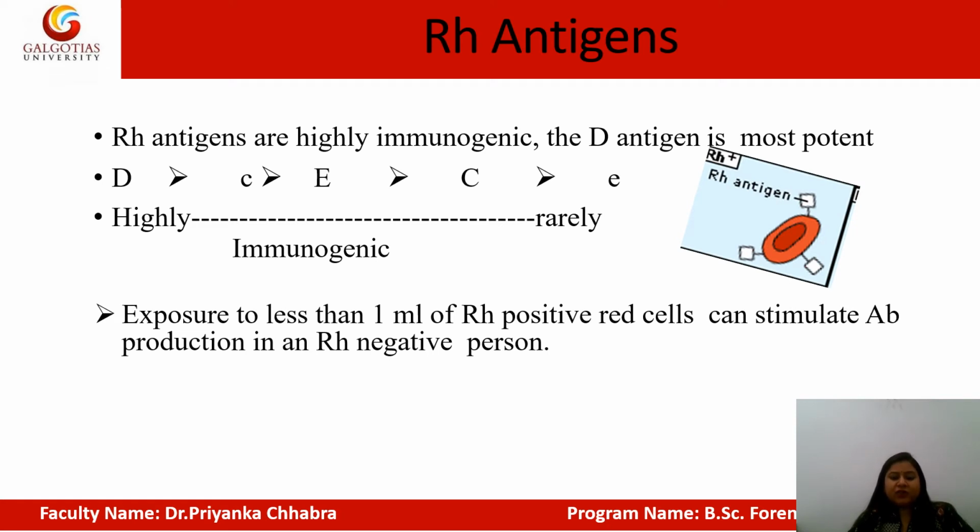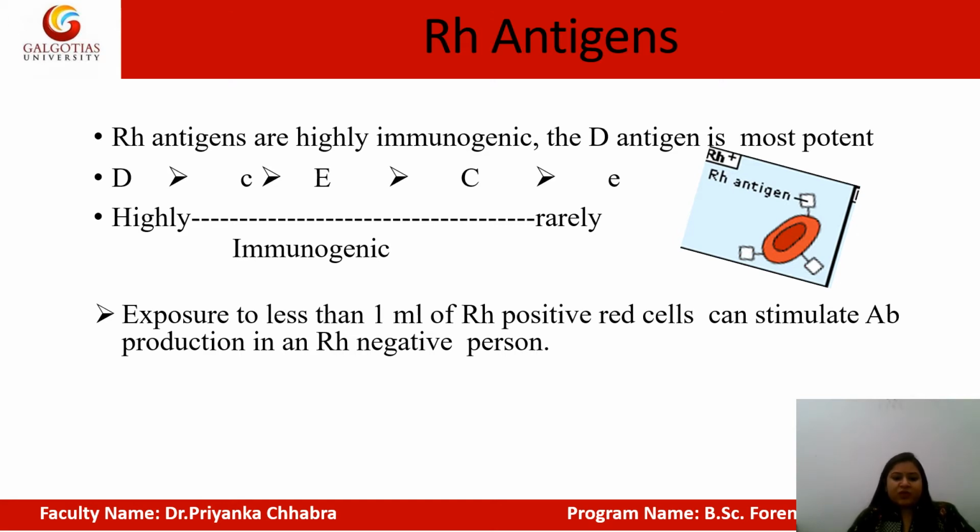Rh antigens. As we discussed, there are more than 50 types of Rh antigens present in human blood. Apart from that, there are only 5 types which are very important. Let's discuss them. Rh antigens are highly immunogenic, meaning they produce an immune reaction very frequently. The D antigen is the most potent out of the 5 Rh antigens. So D, small c, capital C, capital E and small e. D is highly immunogenic, whereas e is rarely immunogenic.